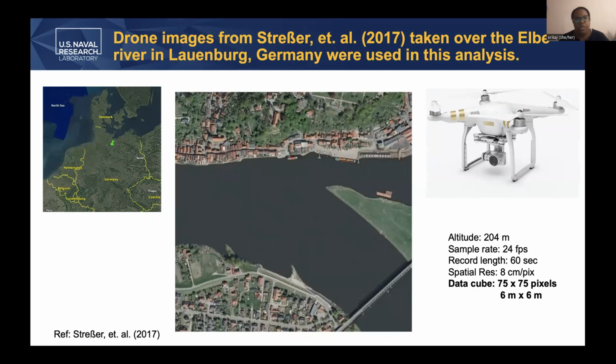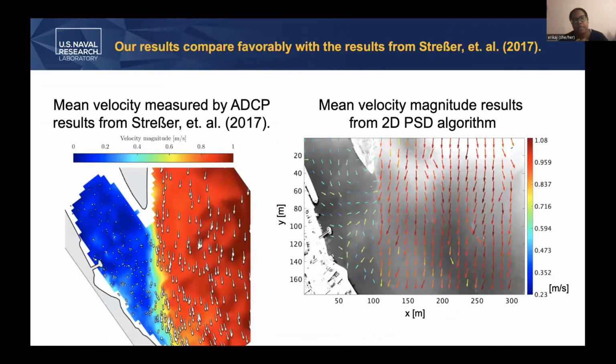And when we start to look at the results, when I apply the 2D PSD technique to this drone imagery, there were also in situ ADCP measurements against which I can compare. You can see that the 2D PSD algorithm compares quite favorably to the ADCP results. You can see that in the river, there's much higher velocity than in the canal. And because these two bodies are kind of moving against each other, we're going to get some enhanced shear here, which you'll see in the next slide.